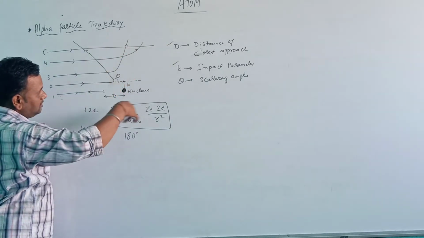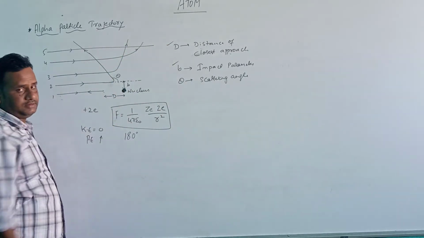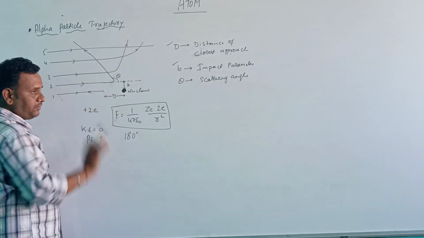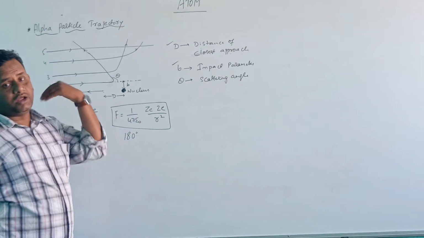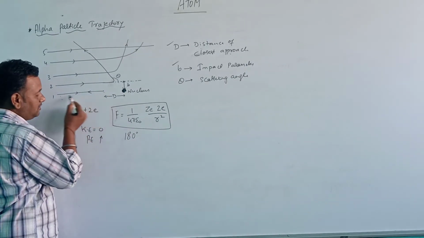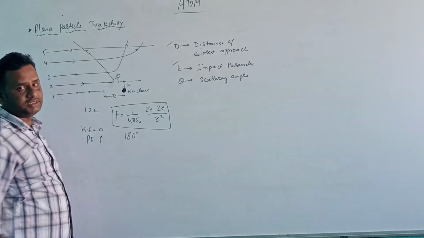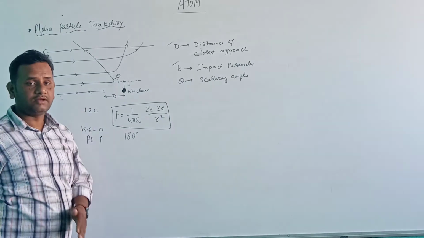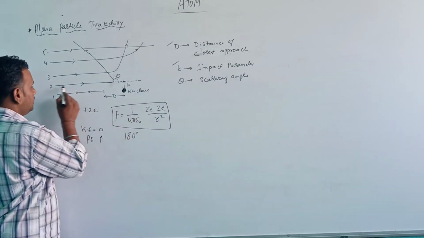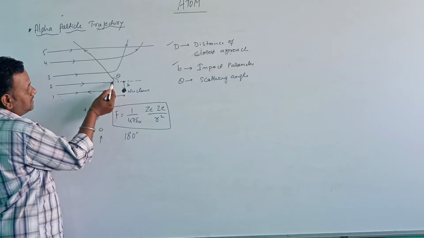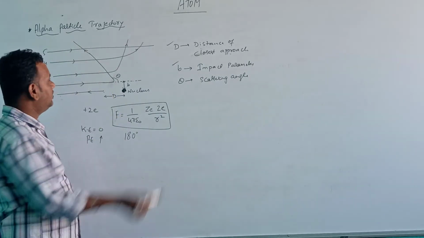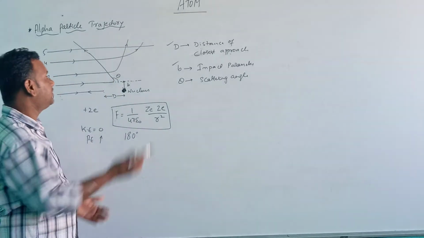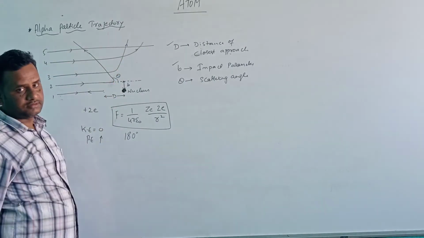Our atom is this one, and in the atom we have the nucleus here. Many of the alpha particles travel along the straight line. Only a few, about 1 in 1000 alpha particles, are scattered by an angle of 180 degrees. This was found experimentally in the Rutherford alpha scattering experiment. A few alpha particles are scattered more than 90 degrees, and a few less than 90 degrees.